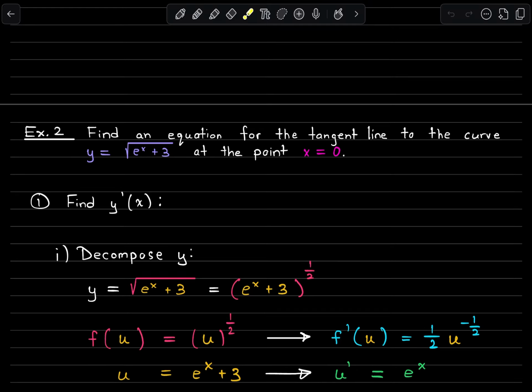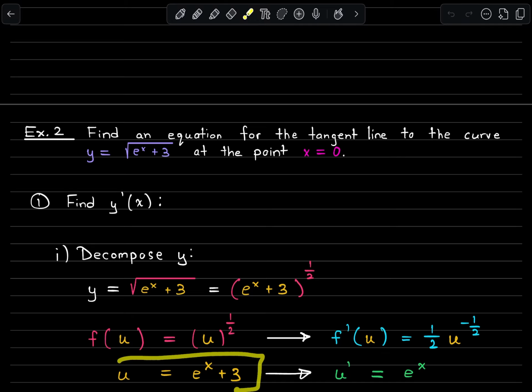Now, let's take this piece by piece. The outer function, f, in red, is just u to the 1/2. So this is f of u, with u being e to the x plus 3. We derive the outer function first and leave the u alone. We're just going to pretend u is a constant in this case, or as if it were just an x, I should say. So we're just going to pretend u is just some variable like x. We're going to ignore the fact that it's equal to e to the x plus 3. So f prime of u, if we do power rule on this, is 1/2 u to the negative 1/2. And we just leave it as that for now.